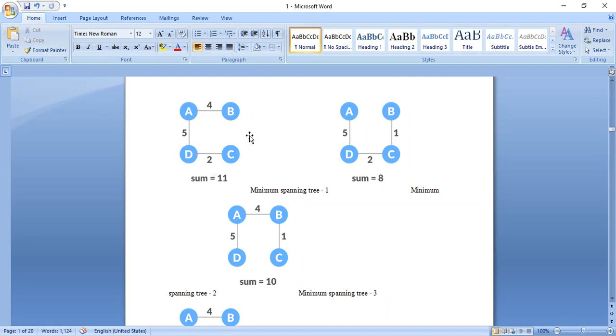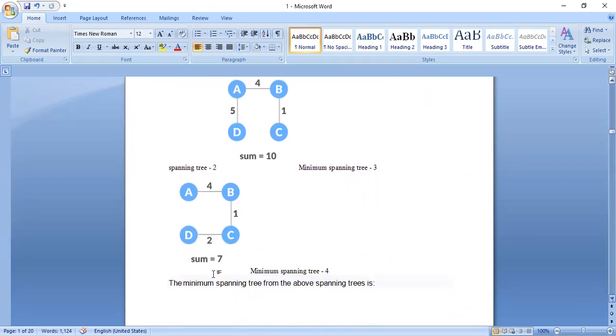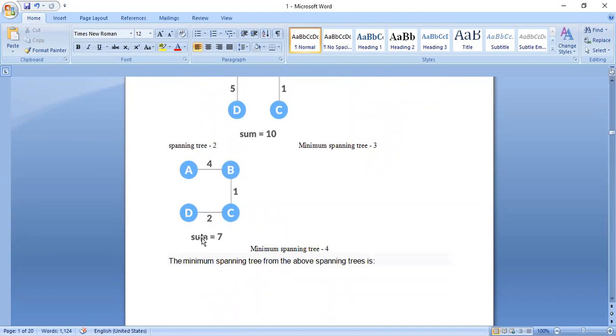So I visited first, I started at B, visited A, next from A to D, D to C. Then how much distance have I covered? 11 kilometers I have covered. Next, I started at A, I visited D, next to C, next to B. So how much distance? 8. Next, from D to A to B, and B to C. What is the distance? Sum is equal to 10. A to B, B to C, C to D. Sum is equal to 7. So here, 4 types of spanning trees we have seen.